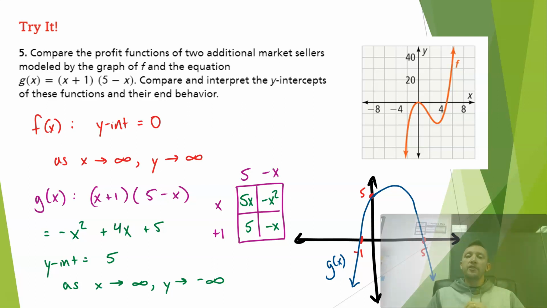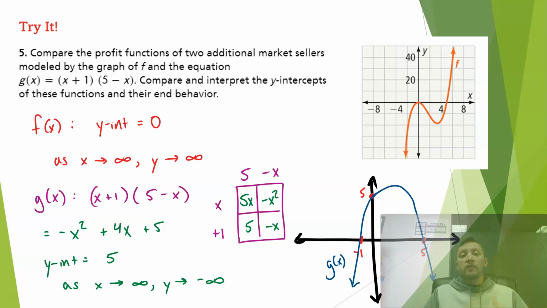So with the second function, the only time that he or she is making a profit is when they sell 0 to 5 items of whatever it is. So between 0 and 5, they're making a profit. But after selling 5 items, they're losing money, which I know seems kind of weird. For function f, between 0 and maybe 5 or whatever that intercept would be, we're losing money. But after that, from 5 to infinity, all of that is 100% profit.